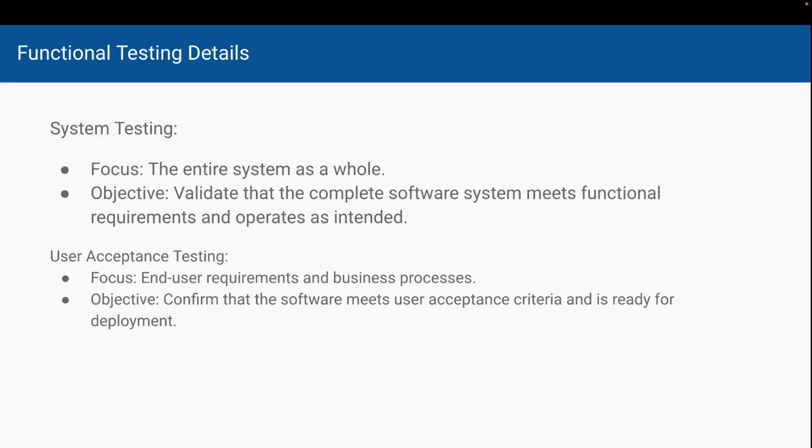Next one is user acceptance testing or UAT. The focus is on end user requirements and business processes. The objective is to confirm that the software meets user acceptance criteria and is ready for deployment. Or you can say that UAT is verifying if the software meets business needs before the release of the product.